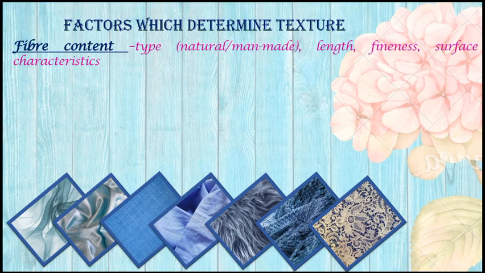The first is the fiber content type, whether it is natural or man-made fibers. Cotton is coarse, wool is coarse, silk has its shine, nylon, polyester, they are all very smooth. What is its length? The longer the yarn or the fiber, the more smooth is the fabric.